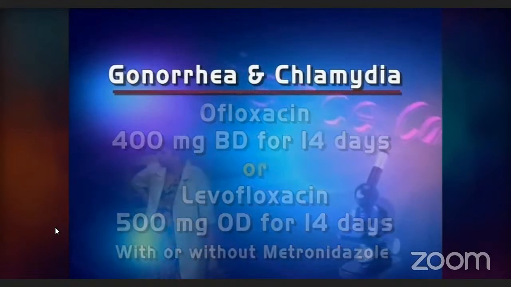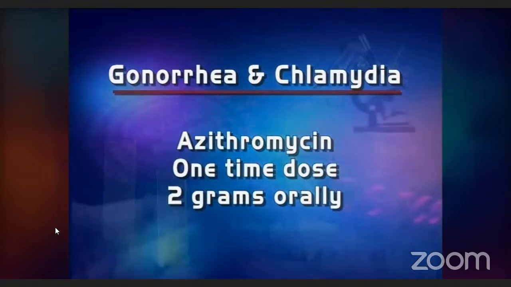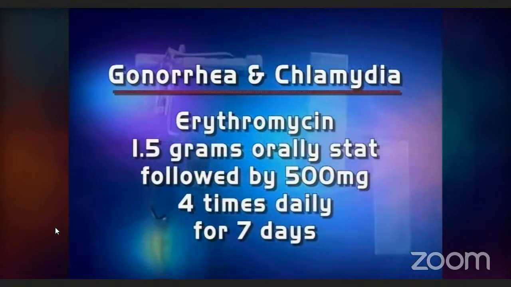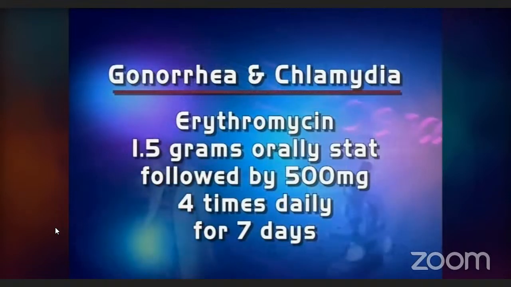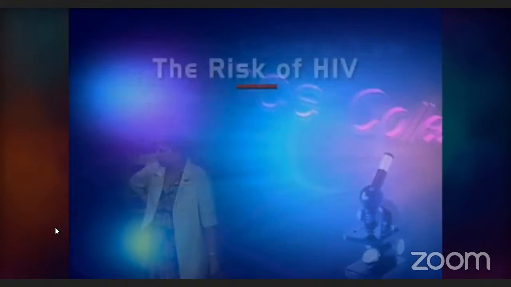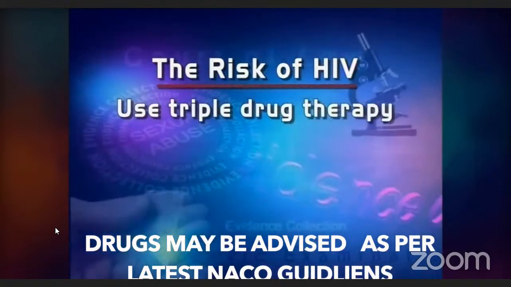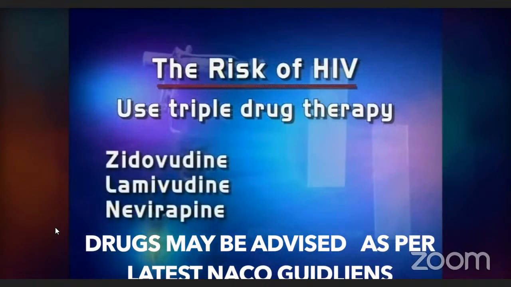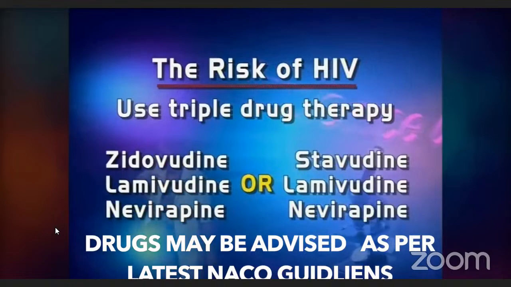A well tolerated but more expensive alternative is azithromycin in a one-time dose of 2 grams orally. In pregnant and adolescent individuals, erythromycin is an alternative at a dose of 1.5 grams orally stat, followed by 500 milligrams 4 times daily for 7 days. The risk of HIV infection is small. However, should prophylaxis be indicated, the correct regimen usually consists of triple drug therapy with zidovudine, lamivudine, and nevirapine, or stavudine, lamivudine, and nevirapine. This is now available in the country.